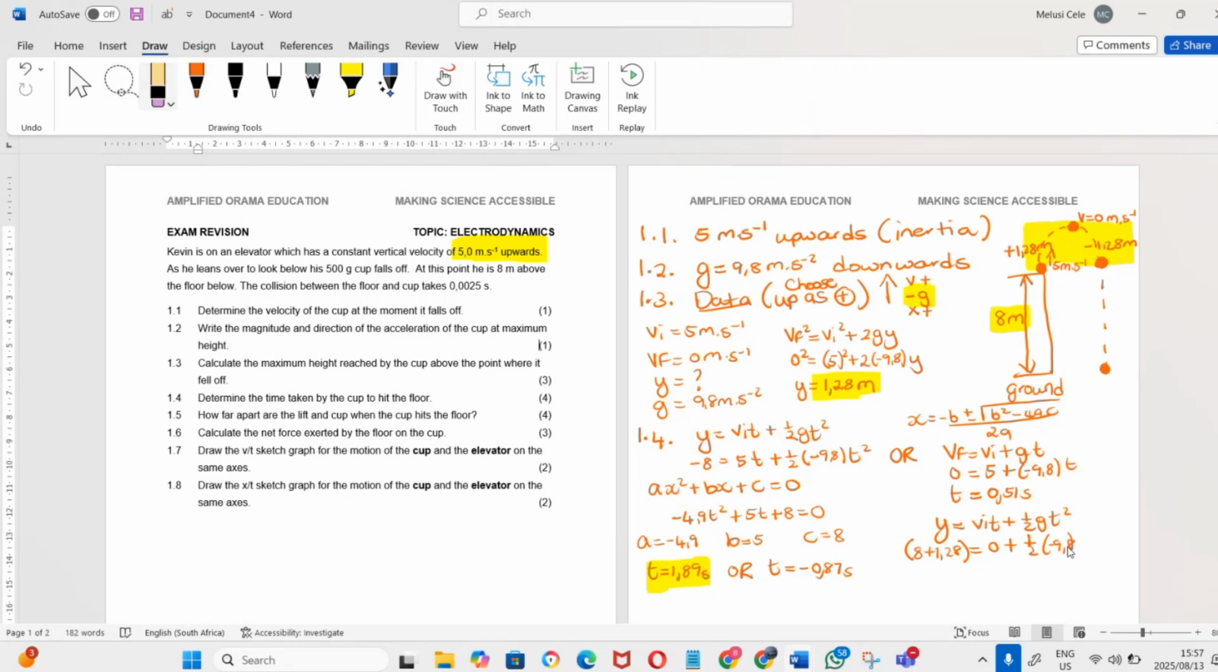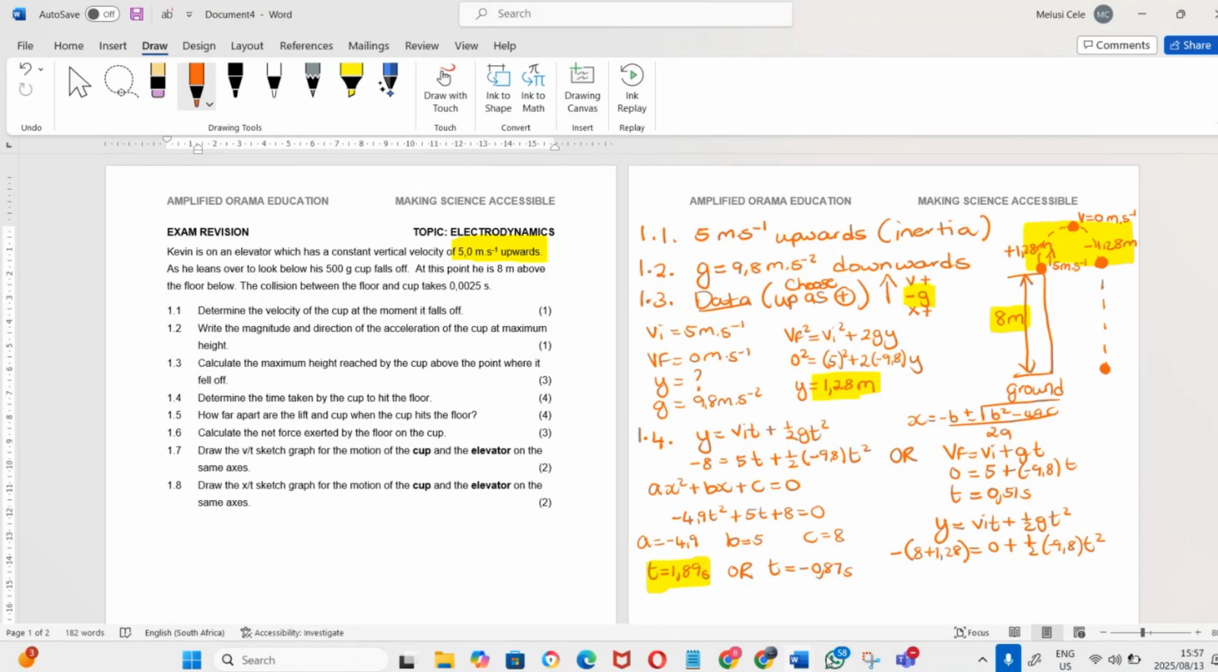Sorry, let me just write it properly. Negative 9.8 t squared. Now, what I must be careful of is that my displacement from the top to the bottom should be represented as a negative number because I chose down as negative. And so if I punch that in the calculator, this is what I get.